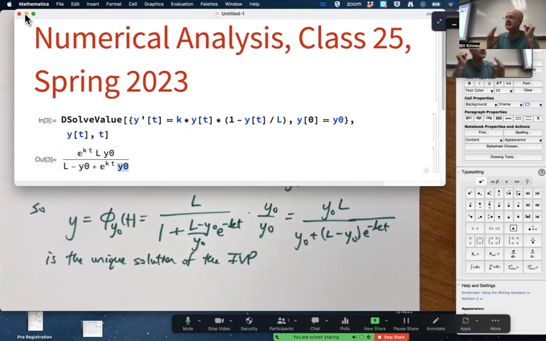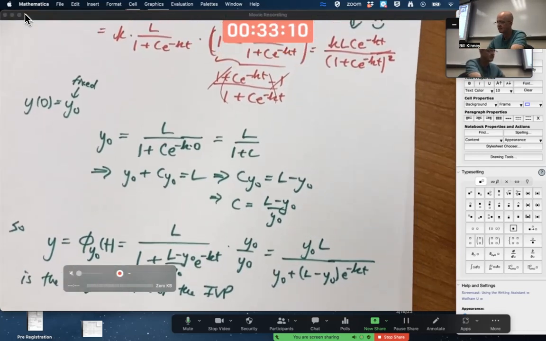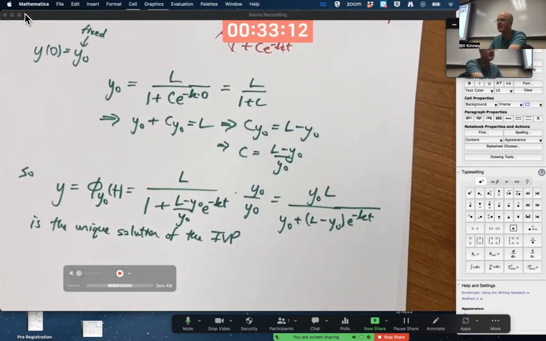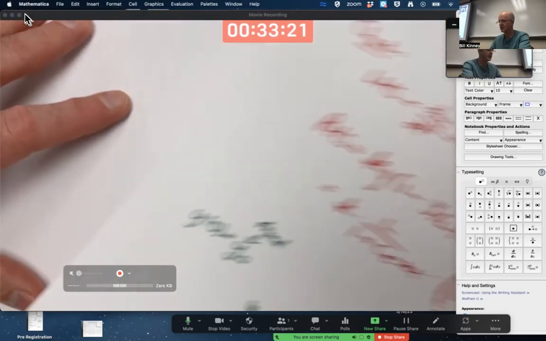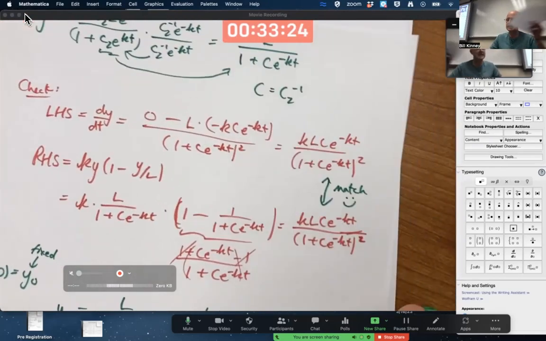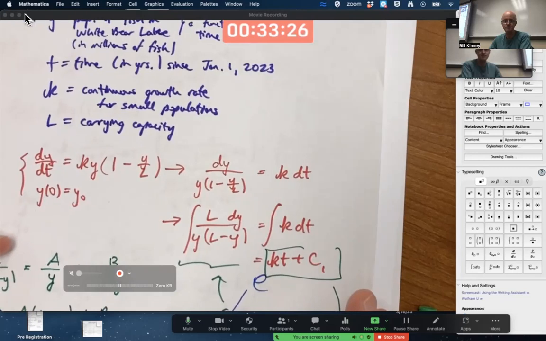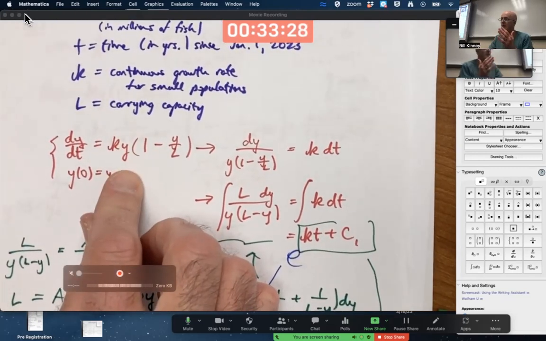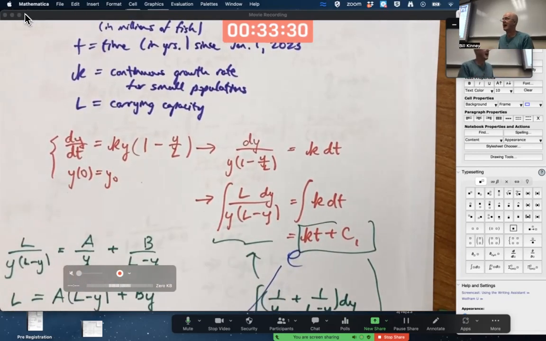Okay, let's think about what solutions look like now. What do the graphs of these things look like? Of course, I could get Mathematica to graph them for me for particular y naughts and particular L's. But instead of doing that, let's think about the general situation here. And let's in fact see that we could use the differential equation to figure out what solutions look like without having actually solved for solutions. We could do that.